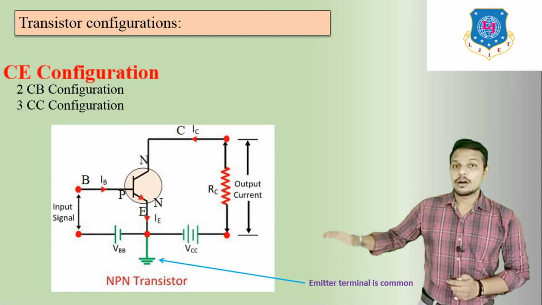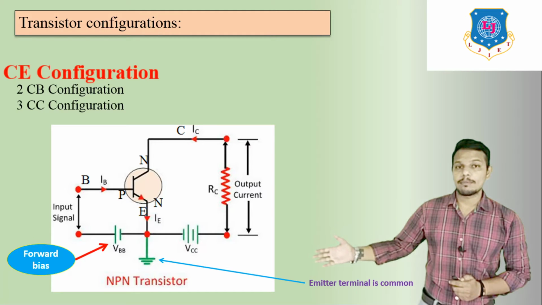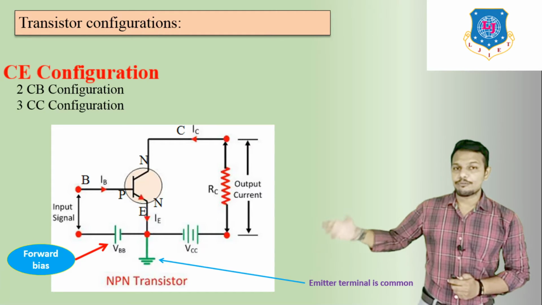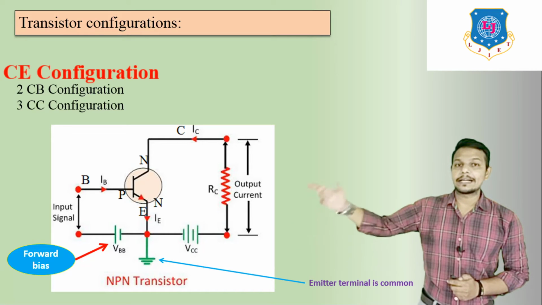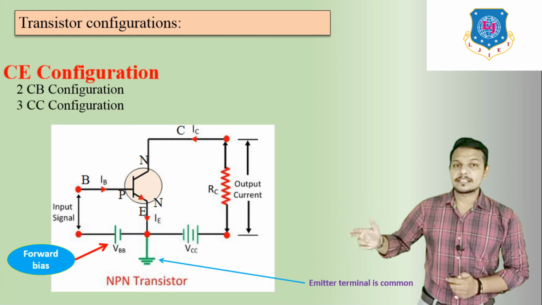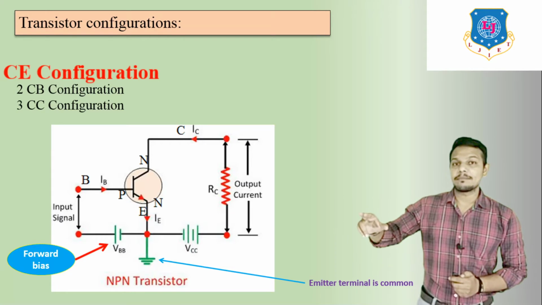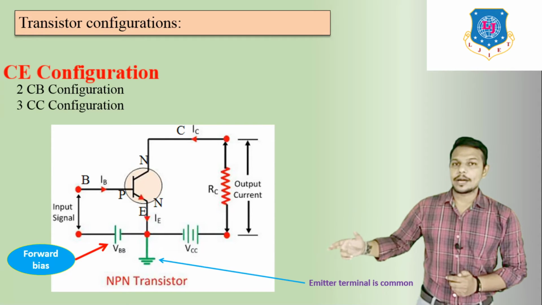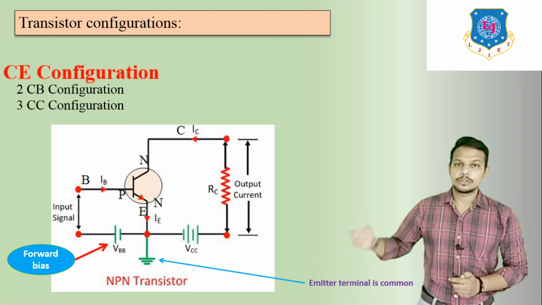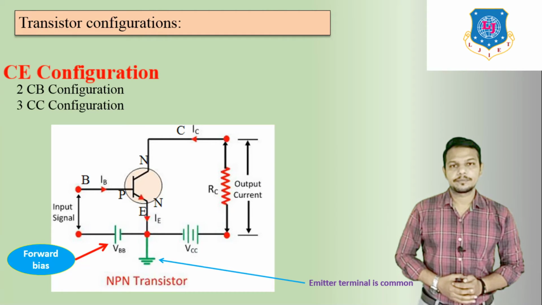So it is forward biased. Why can we say it is forward biased? Here VBB's first polarity is positive, which is directly connected to the NPN's P region. P means positive, and here VBB's polarity is positive. So this is similar, that becomes forward bias.